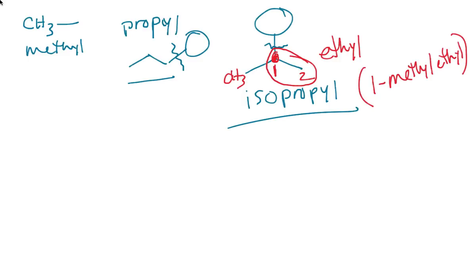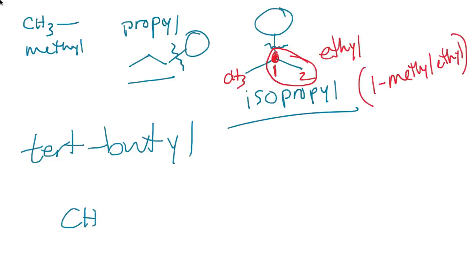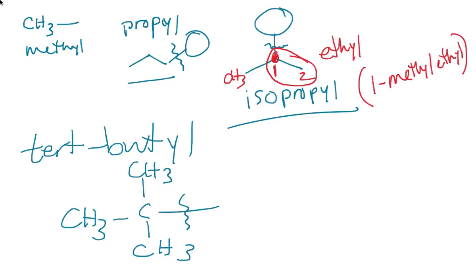Other common ones, I'll just point out. You might hear things like tertiary butyl. That's an isomer of butane where the attachment is on a tertiary carbon. That is a carbon attached to 3 other carbon groups. So tertiary butyl, that's a tertiary butyl group, or tert-butyl, we abbreviate it as.